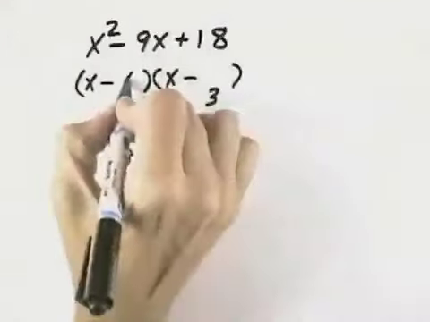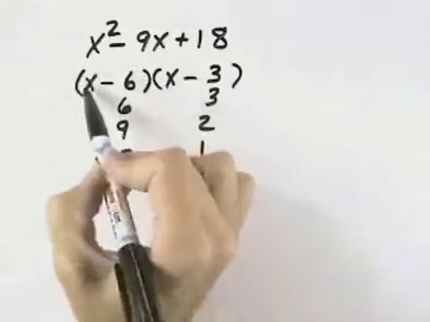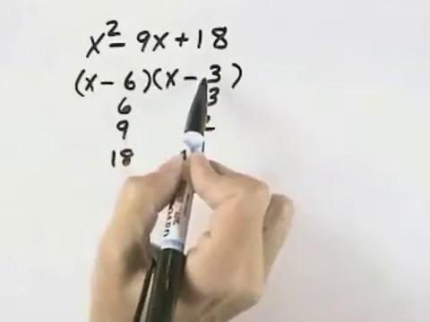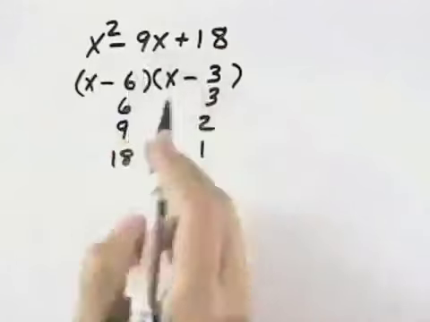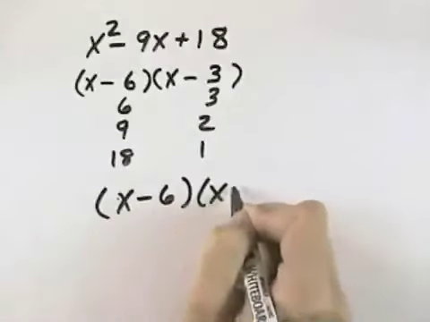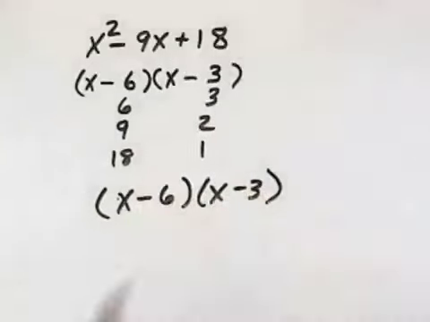So it looks like the 6 and 3 will be our best choice because a negative 6 as our inner term and a negative 3x as our outer term, negative 6x plus negative 3x does give us the negative 9x. So it looks like x minus 6 times x minus 3 would be the correct choice for the factored form of this particular trinomial.